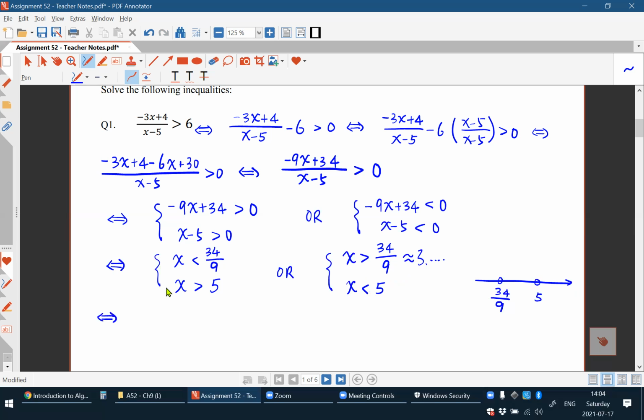And the solutions must be, for the first case, x is smaller than 34 over 9 and greater than 5. There is no overlapped area, right? So the solution for the first case is x belongs to an empty set. Okay, the solution for the second case, it says x must be greater than 34 over 9 and smaller than 5. So this is the overlapped area, right? So the solution for the second case is x must be greater than 34 over 9 and less than 5, right? Okay, so by considering these two cases, the final solution must be x greater than 34 over 9 and smaller than 5.